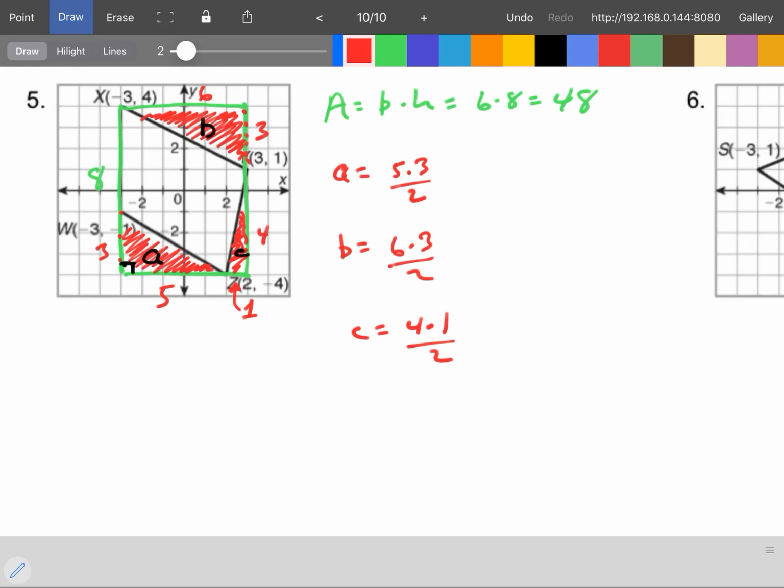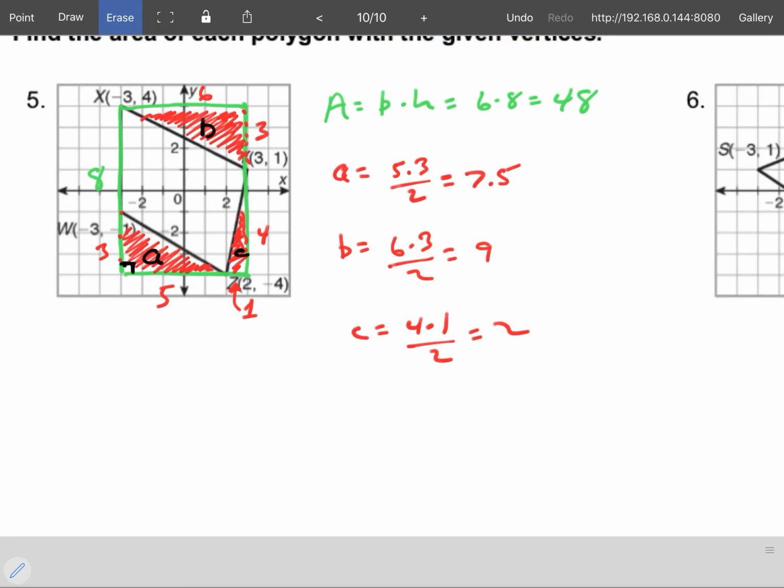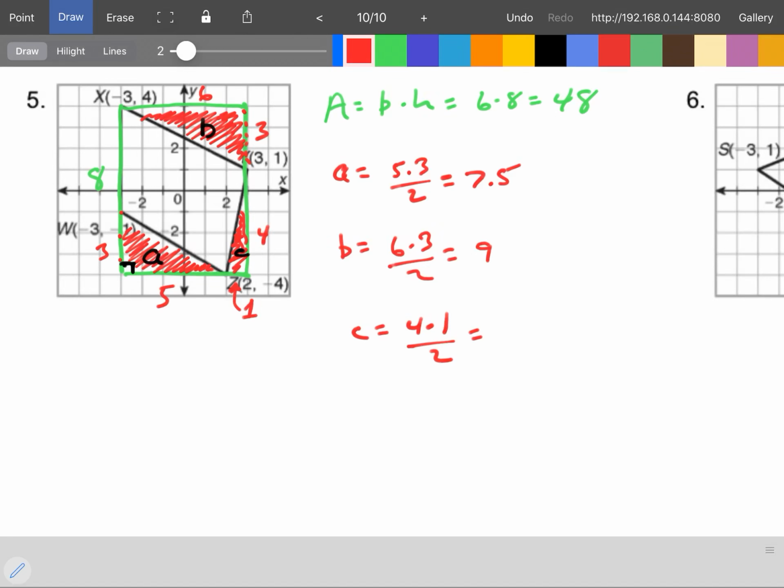So the first one is 15 divided by 2, that's 7.5. The second one is 18 divided by 2, that's 9. The third one there is 4 divided by 2, that's 2. So then all we got to do is add those up and subtract them off of 48. So these 3 together, we got 9 and 2, that's 11, 11 and 7.5, that's 18.5.